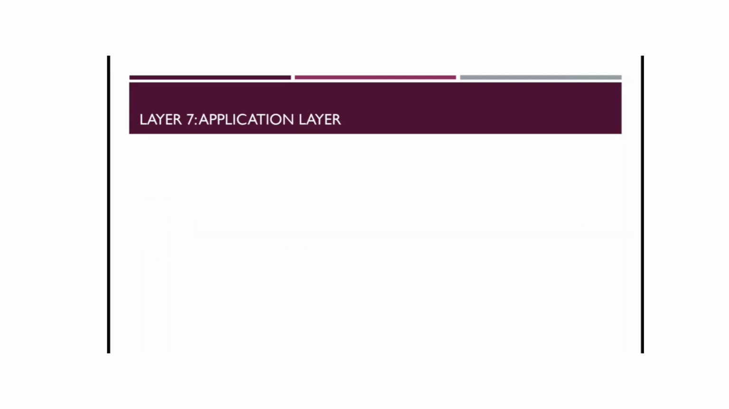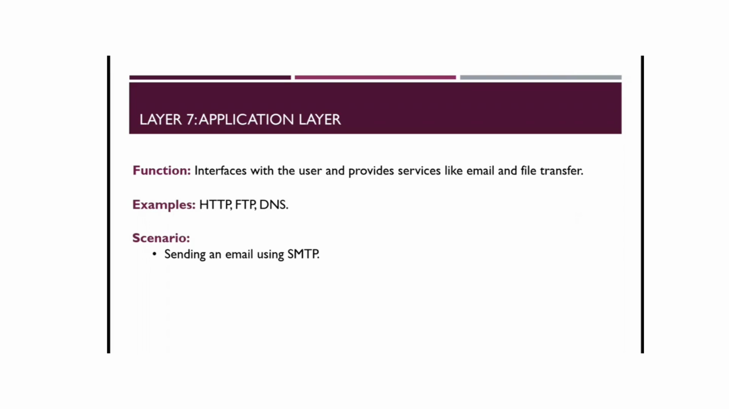And our last layer is the application layer. The application layer provides the interface for users to interact with the network. It ensures that end users can access network resources through software applications like web browsers, email clients like Outlook, or file transfer applications.